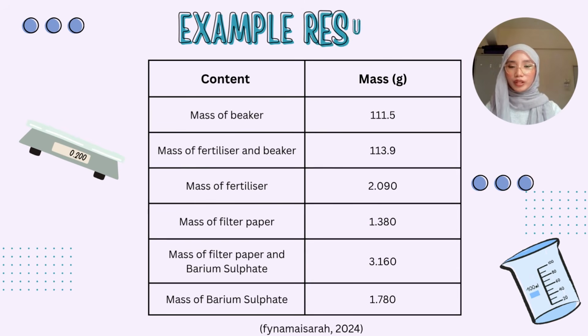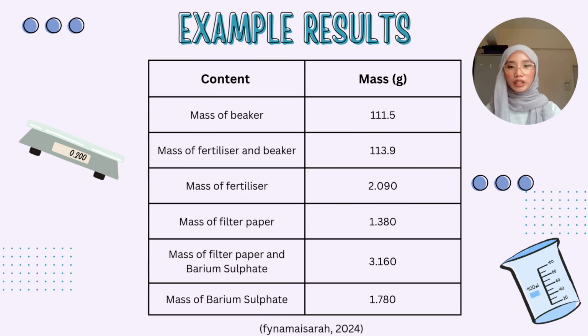Here is the example result that we use for our presentation. Mass of beaker is 111.5 gram. Mass of beaker with fertilizer is 113.9 gram. So mass of beaker with fertilizer minus mass of beaker gives the mass of fertilizer, which is 2.09 gram.